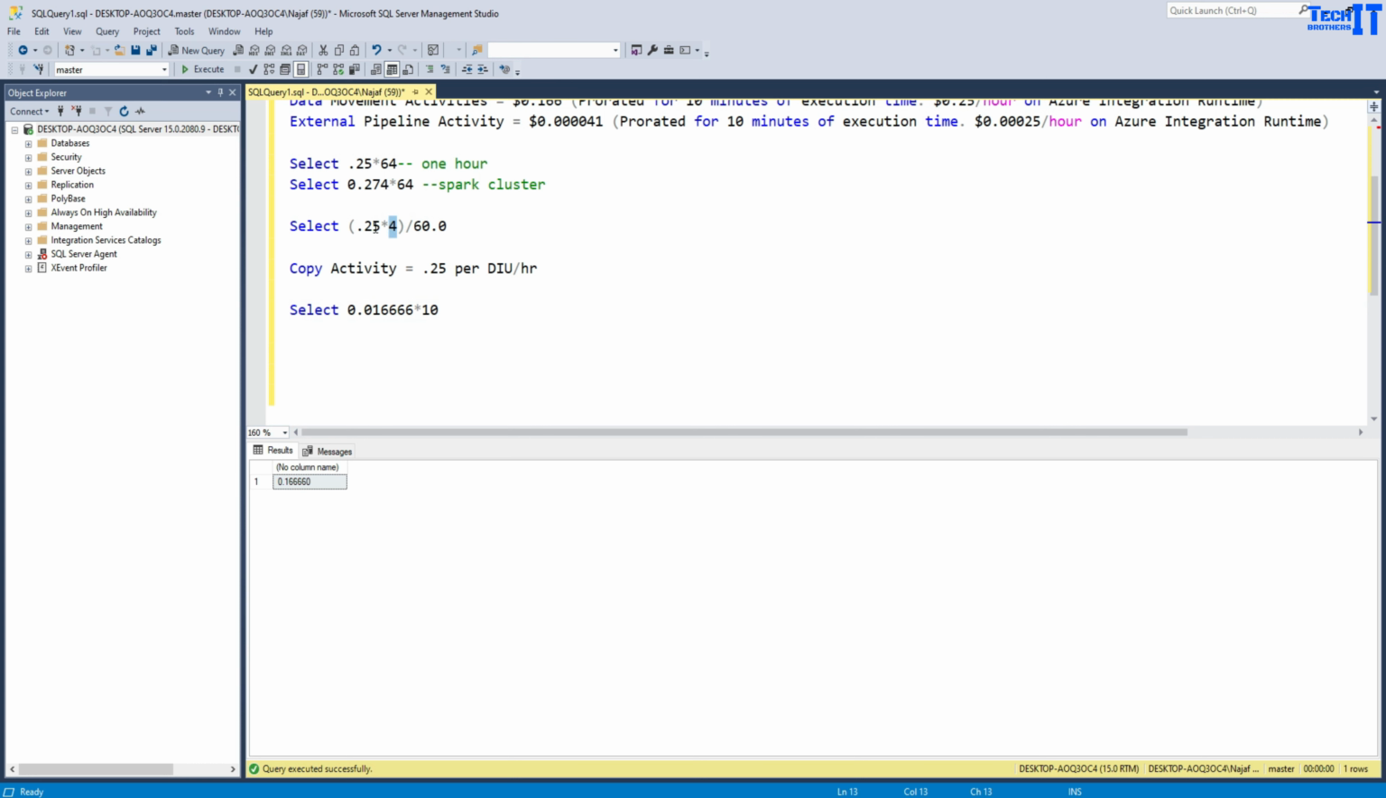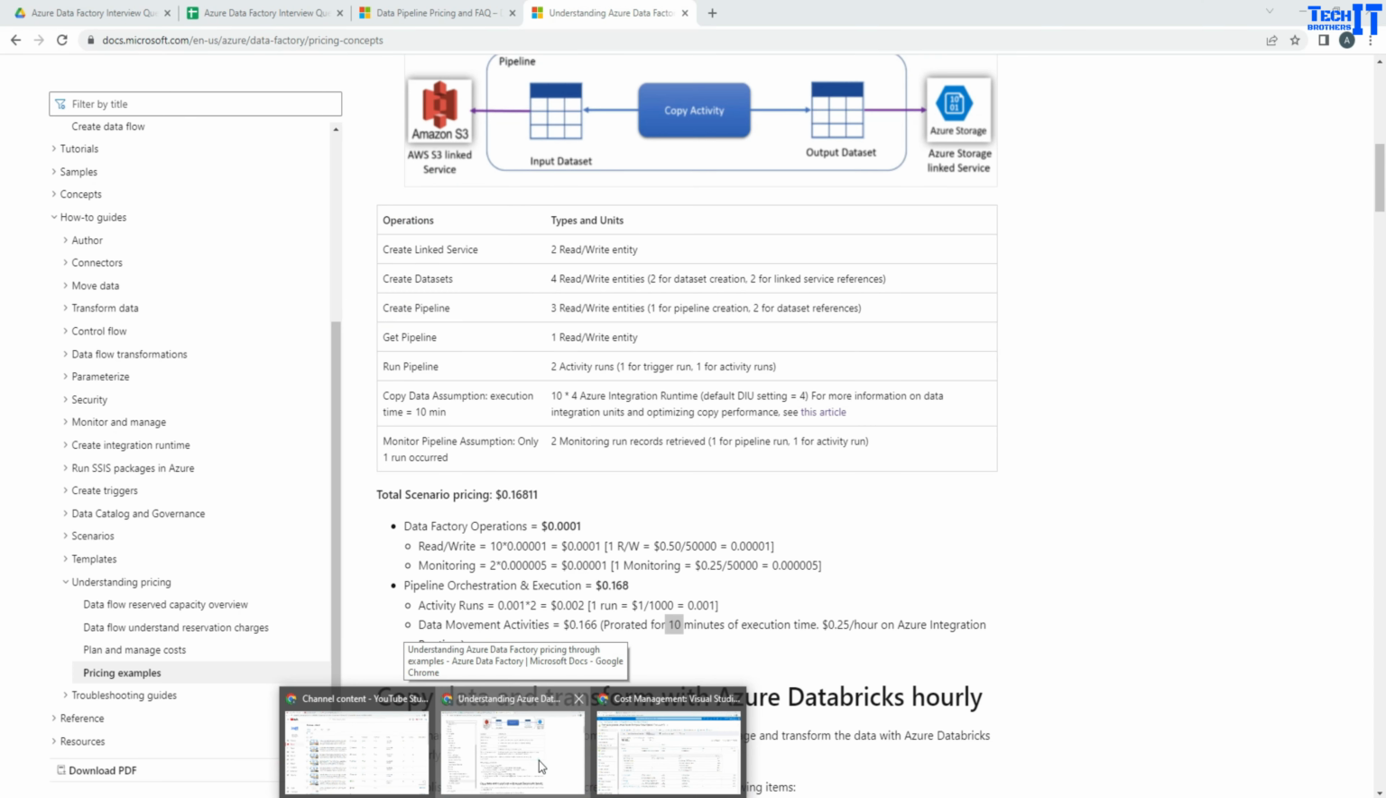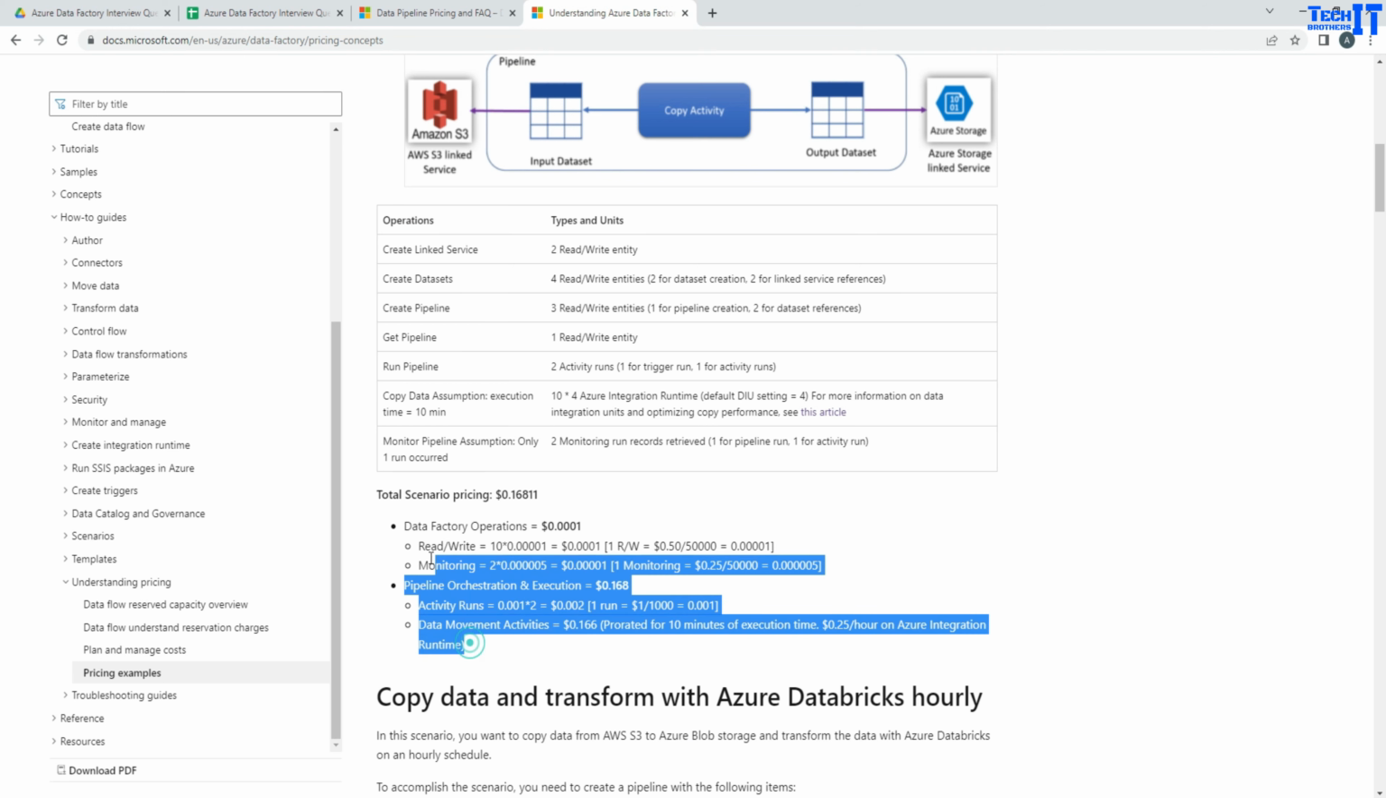Now this is the price, and then I divide this number. So 4 DIUs multiplied by 0.25, that's our copy activity price per hour per DIU, multiplied by 4 DIUs, divided by 60 minutes. So I got this data for 1 minute, and then if I multiply this 1 minute price by the 10 minutes, that's going to give me the 10-minute price for copy activity. Okay, that looks good.